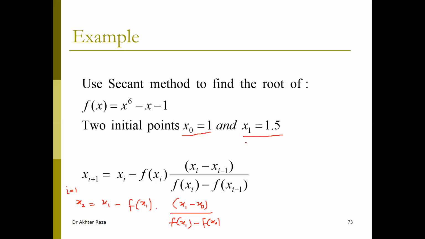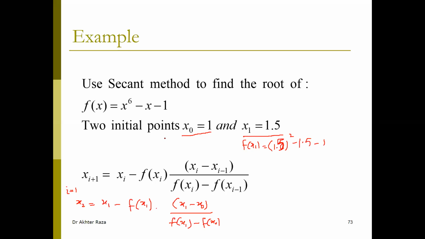We have to calculate f of x1. f of x1 is equal to 1.5 to the power 6 minus 1.5 minus 1. Not 1.6, it is 1.5. So you can calculate 1.5 to the power 6 minus 1.5 minus 1 and give me the answer.